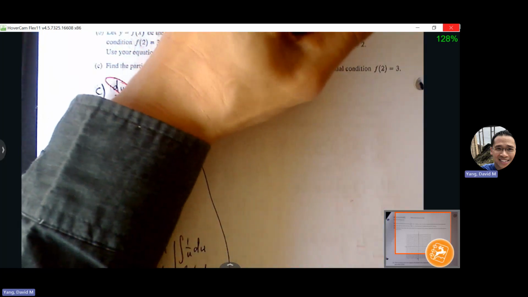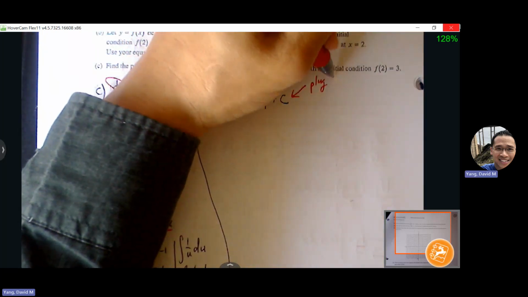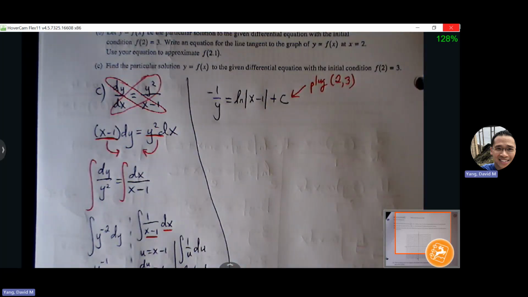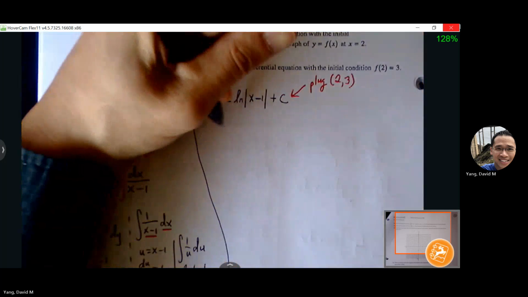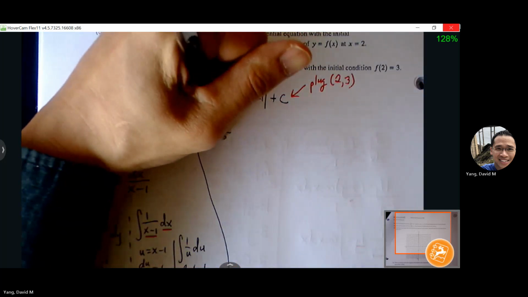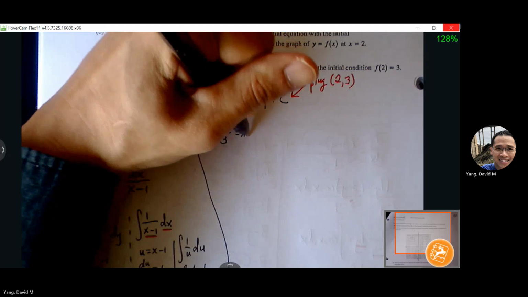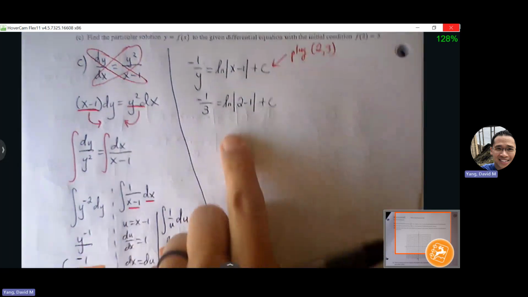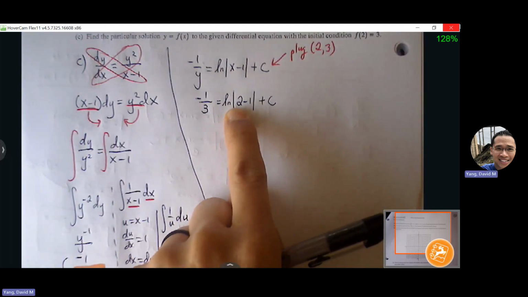So I'm going to just go ahead and plug. Now, if you decide to solve for y first, it's not wrong. I think it's just a matter of what you think is easier. I think it's easier to solve for c here, but it depends on the problem. There's no right or wrong. The advantage of this is that natural log of 1 is 0, so that's easy to resolve.